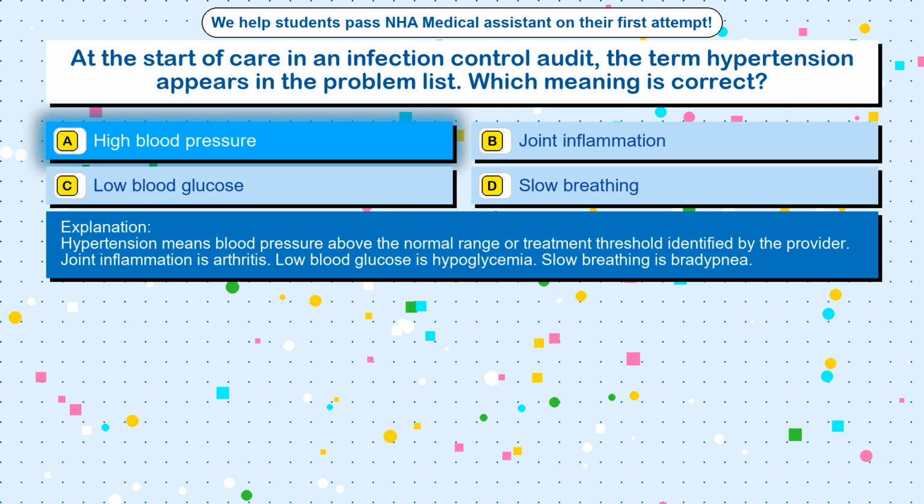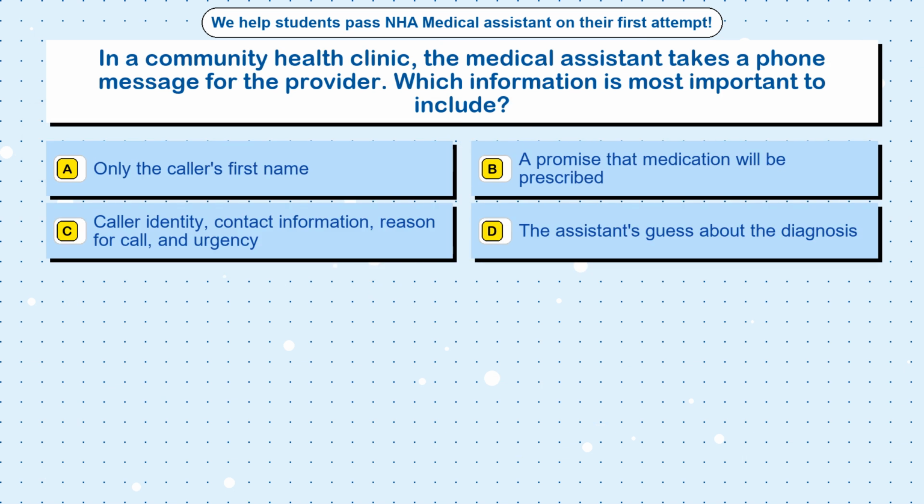Hypertension means blood pressure above the normal range or treatment threshold identified by the provider. Joint inflammation is arthritis. Low blood glucose is hypoglycemia. Slow breathing is bradypnea.